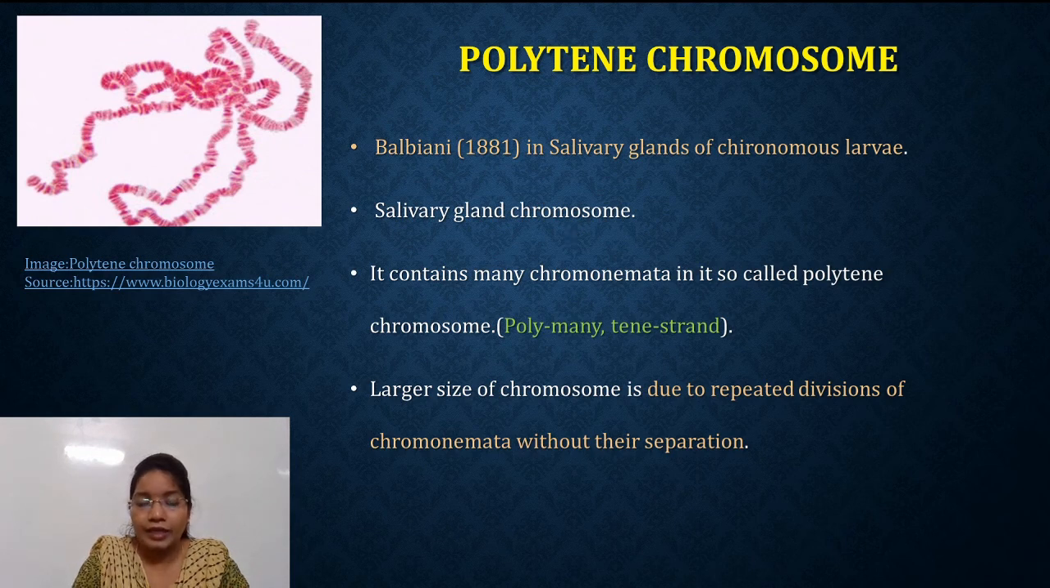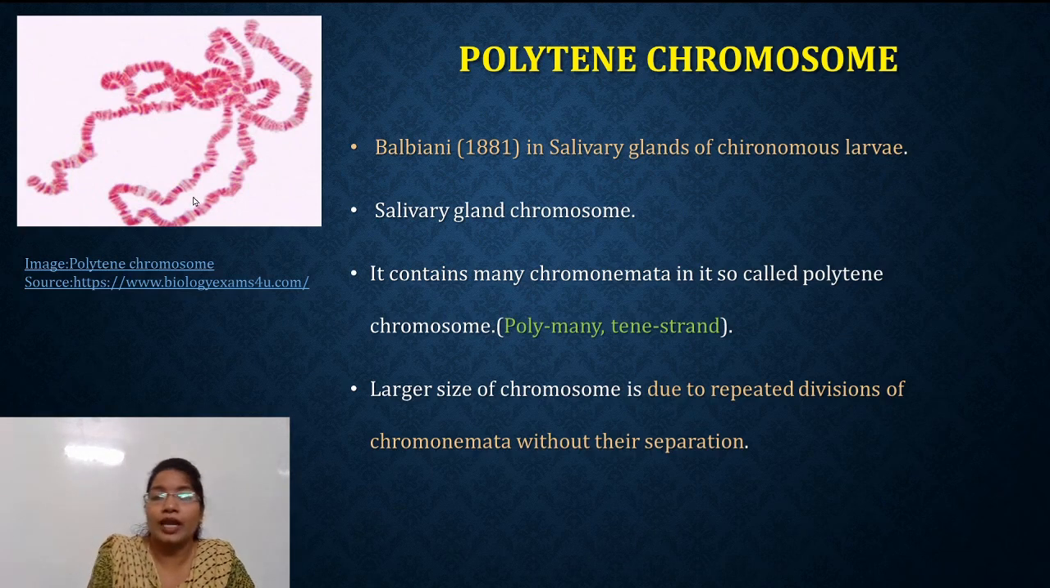As they were first observed in salivary glands, this chromosome is also called the salivary gland chromosome. It is called polytene; poly means many and tene means strand, because this chromosome contains many chromonemata, so it is called polytene chromosome. These chromosomes have a larger size because of repeated divisions of chromonemata without their separation. So they are larger in size.